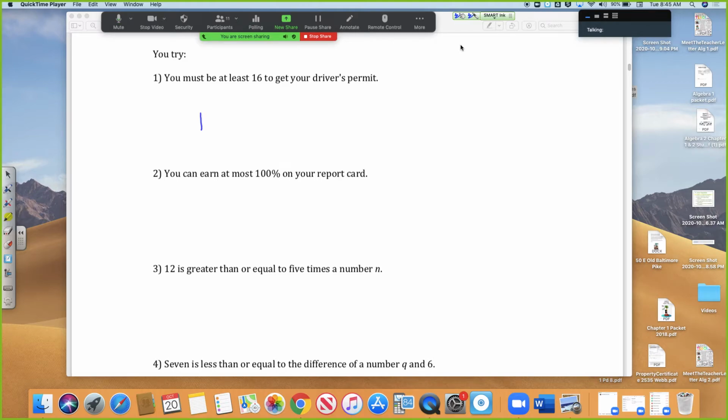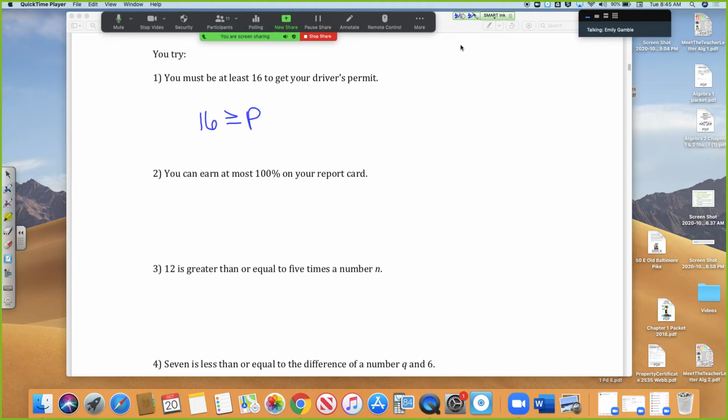16, I think that's greater than or equal to T. T or P? Permit. Okay. It doesn't matter what variable you use. I didn't hear if it was a P or a T. So Chase decided to do this a little bit different. It's still correct. This says 16 is greater than or equal to the permit for your driver's license. My brain doesn't work that way, but this is totally right.